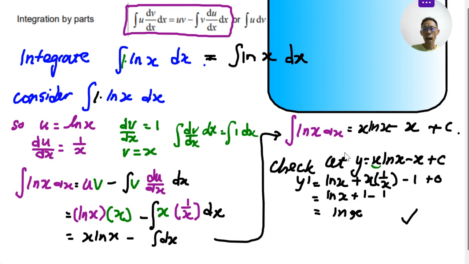So this is the answer, and we can also check whether our answer is correct by first letting the result be y, and then we take the derivative. You see x ln x becomes ln x plus x times 1 over x, using the product rule, minus 1, the derivative of x is 1, the derivative of c is 0, and then I simplify this, and I get ln x, which is precisely what we have at the beginning.